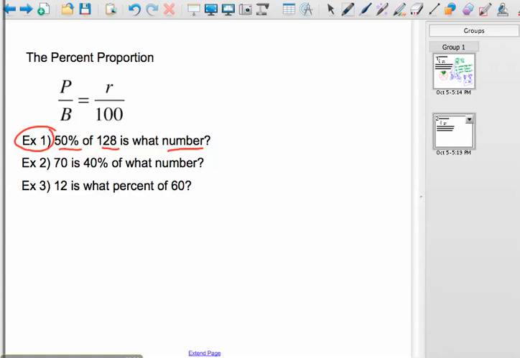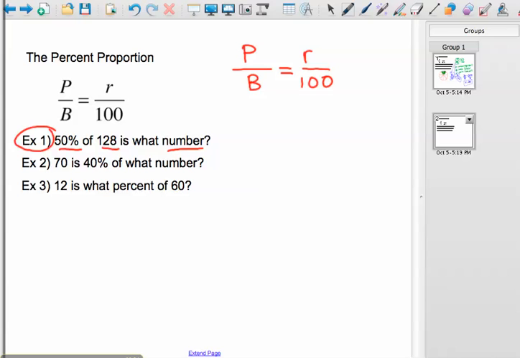When you see a problem like this, it is very helpful to use the percent proportion. So what you should do right away is rewrite the formula so that it helps you remember. What we know is the part, or the percentage, over the base, or the whole, equals the rate, which is the percent, over 100. And then we fill in the information.